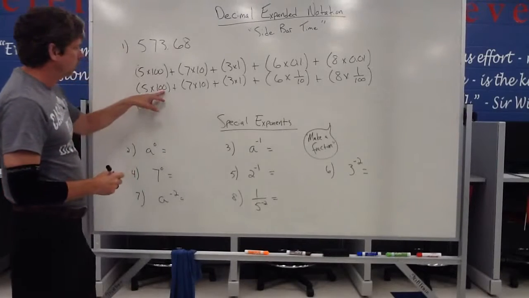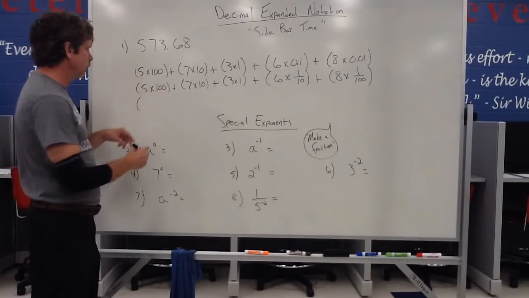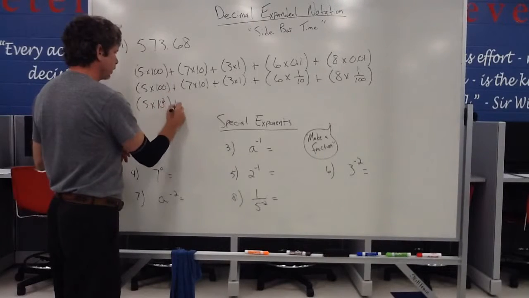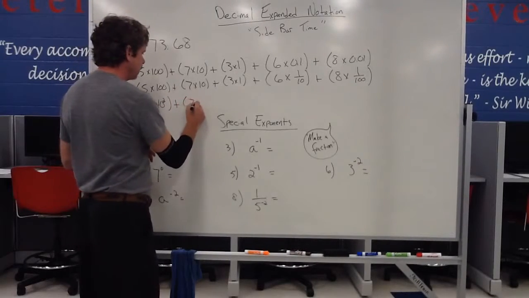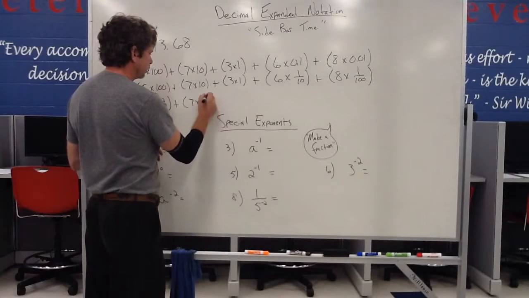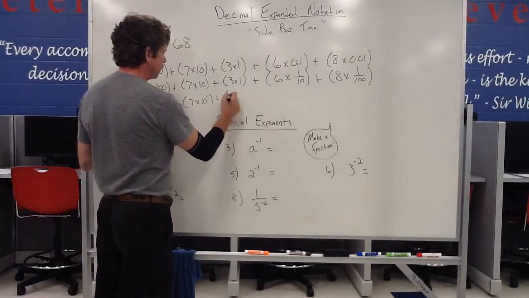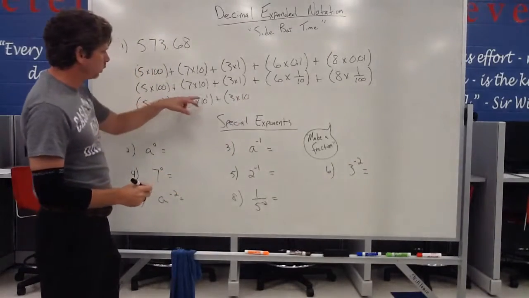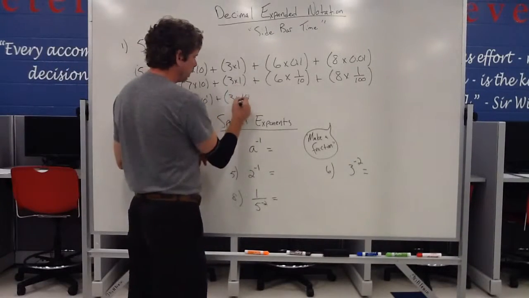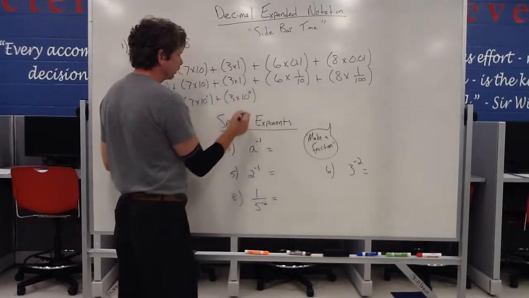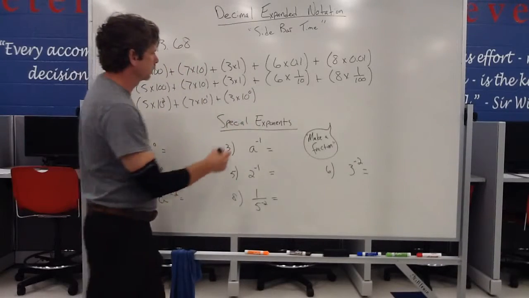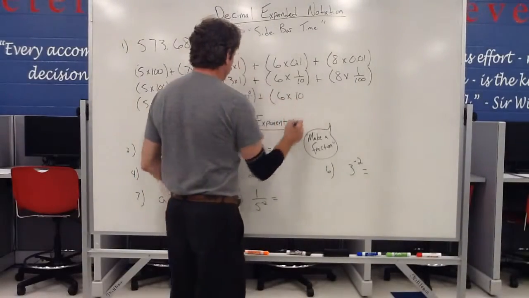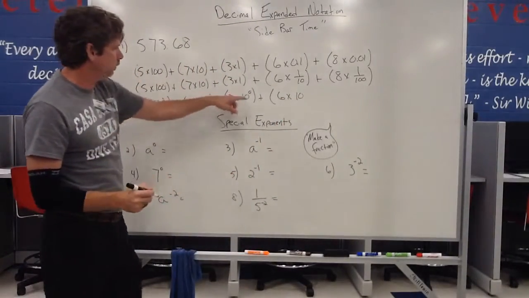We know that 100 is the same thing as 10 times 10, or 10 squared. So we write this as 5 times 10 squared. And then we have 7 times 10 to the first, plus 3 times 10 to the... If you notice the exponents, they count down: 2, 1, so 3 times 10 to the 0 would be the same thing as 3 times 1.